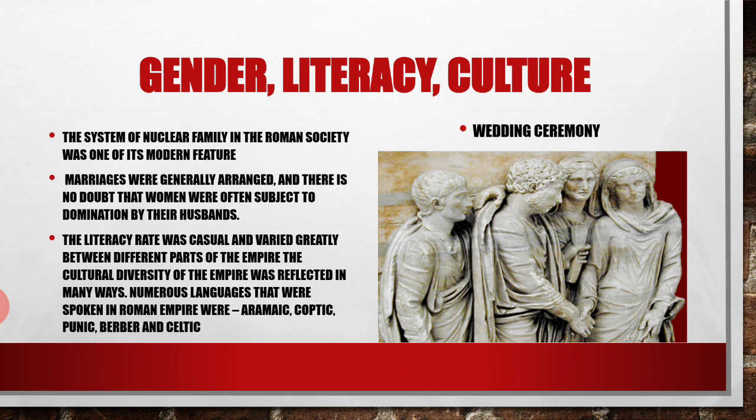The literacy rate was casual and varied greatly between different parts of the empire. There is one example where it is mentioned that advertisements were written on the wall. So that means the people were literate so that they could read all these advertisements.